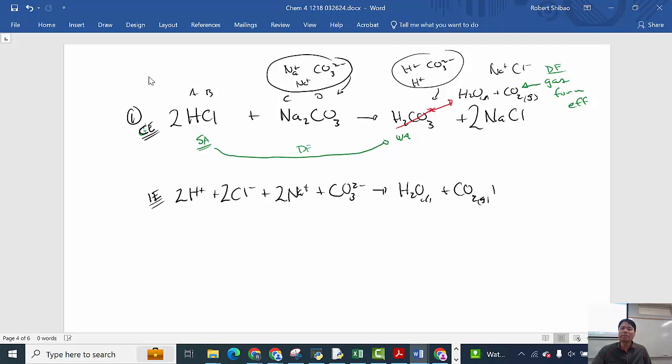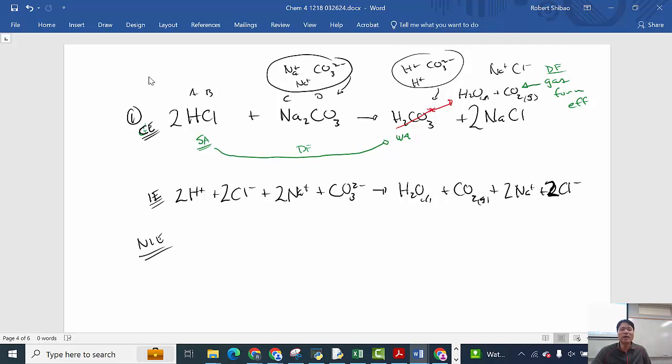Sodium chloride is a soluble salt. So what do we do to soluble salts? We dissociate them into ions. That would be the ionic equation, just listing the major species. And then the net ionic equation looks at the ionic equation and eliminates any spectators.